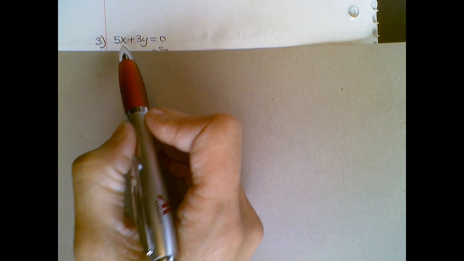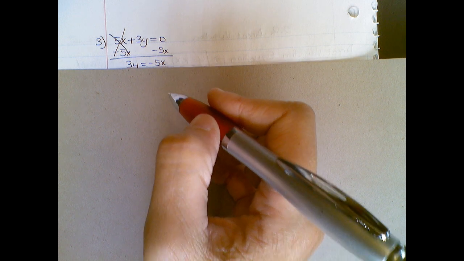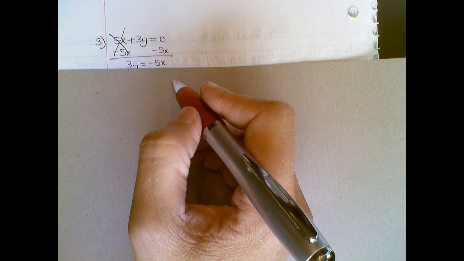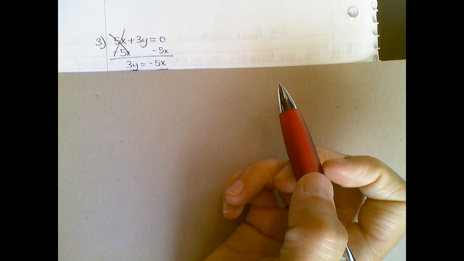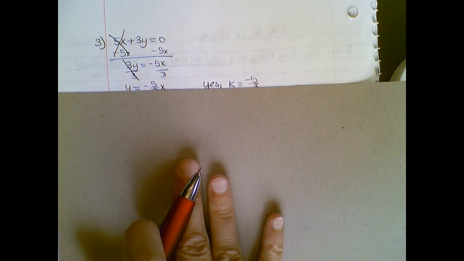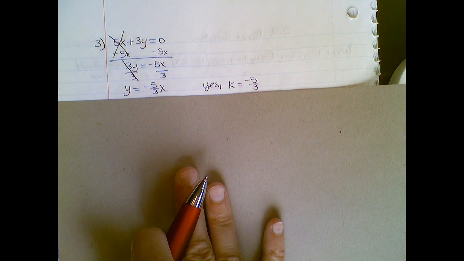Alrighty, I have another example for you to try. So the new equation is 5x plus 3y equals 0. So I need to get the y by itself. So I'm going to subtract 5x on both sides. These cancel out, so I get 3y equals negative 5x. Then they're multiplying, so I'm going to go ahead and divide both sides by 3. My 3's cancel out, so I get y equals negative 5/3 x. This one would be yes, it is a direct variation, and my constant of variation is negative 5/3.